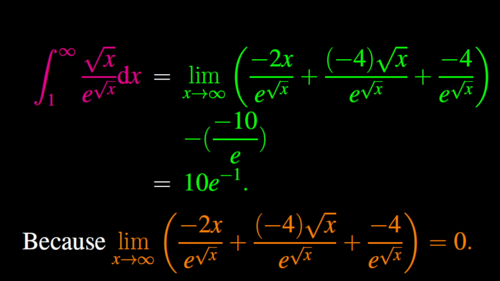This is because the limit as x goes to infinity of minus 2x over exponential of square root of x plus minus 4 times square root of x over exponential of square root of x plus minus 4 over exponential of square root of x is equal to 0. This can be seen by using the L'Hospital rule. Finally, this implies that the integral from 1 to infinity of the fraction square root of x over exponential of square root of x dx converges to 10 times exponential of negative 1.